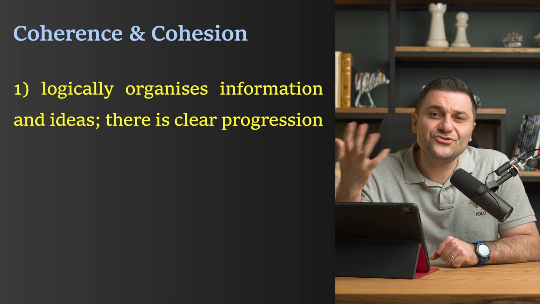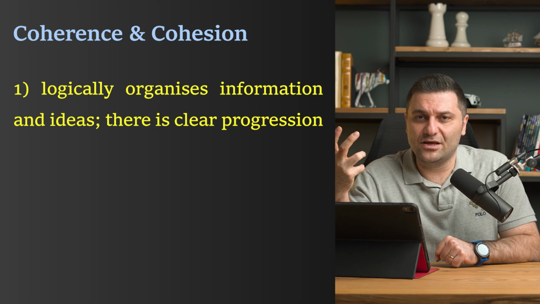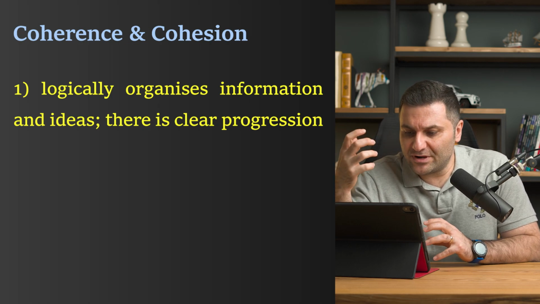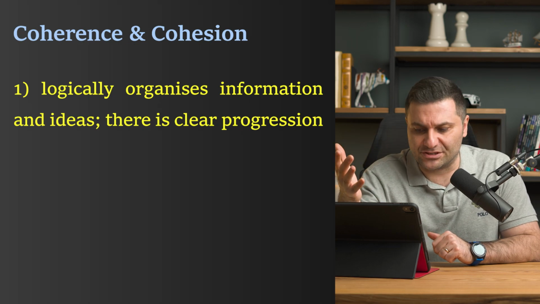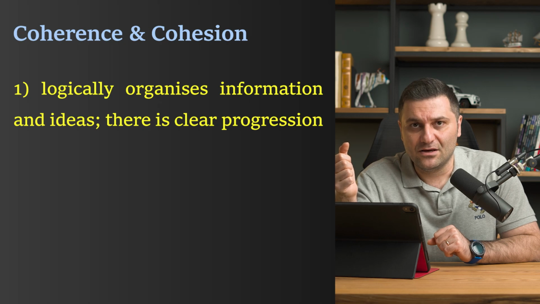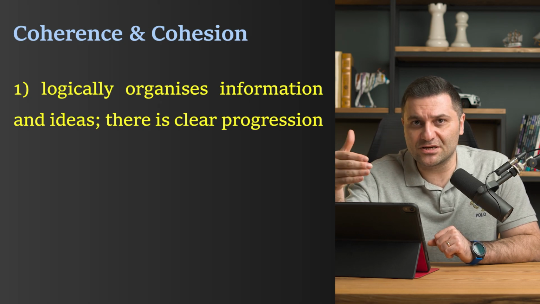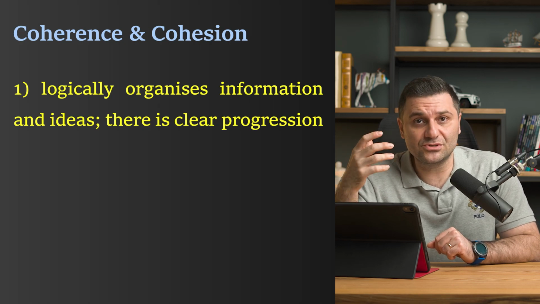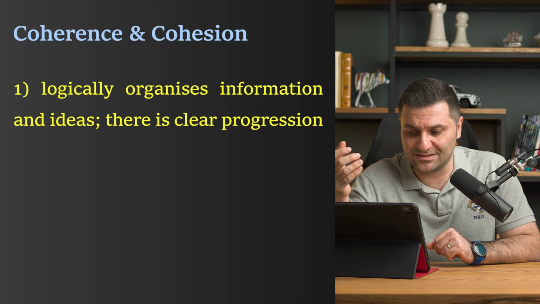Next part is coherence and cohesion. So what is coherence and cohesion? It means that you logically organize information and ideas. For example, there is a clear progression throughout your writing, so when I read it, I can follow step by step what's going to be discussed. And you should use cohesive devices.